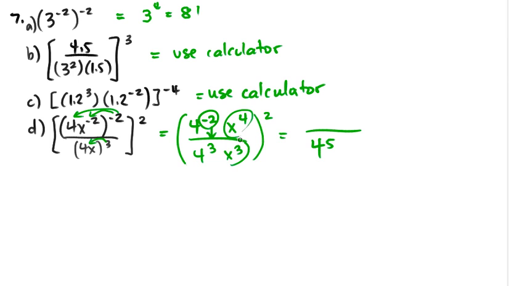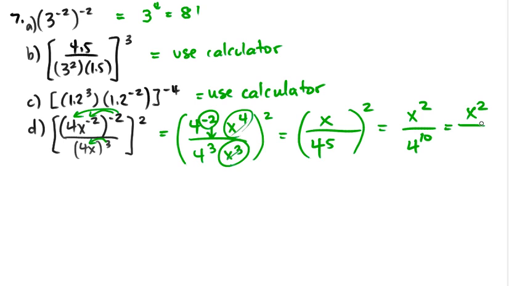These 4 and these 3 try to cancel each other out, leaving a single x on the top. Don't forget that we're still squaring things, so we get x squared over 4 to the 10th. 4 to the 10th is a huge number, so we can either leave it as 4 to the 10th or grab our calculator to calculate that part out.